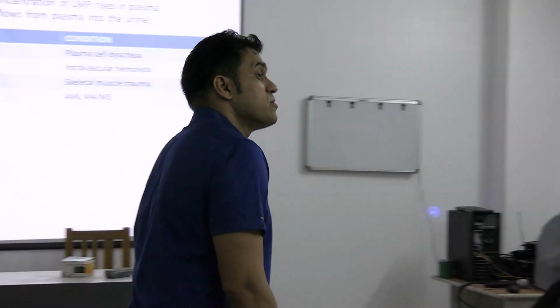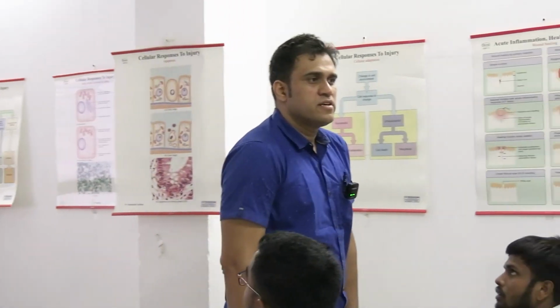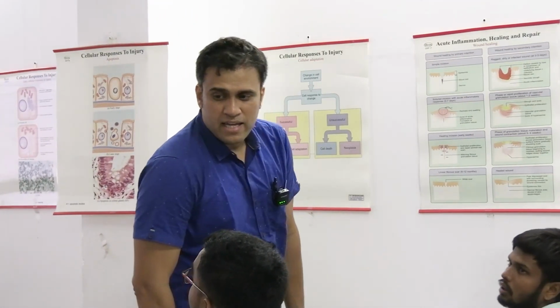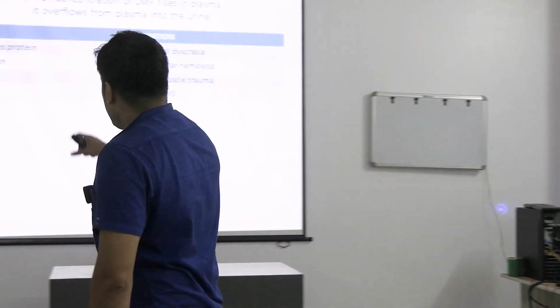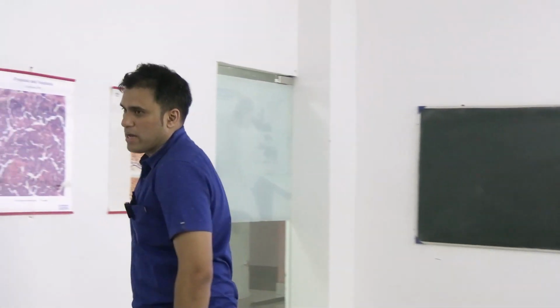Other than that there is hemoglobin. In which condition can hemoglobin be found in urine? In case of hematuria, that condition is hematuria, UTI, and intravascular hemolysis. Then you get myoglobin. Myoglobin in skeletal muscle trauma is the most common. Then lysozyme, in acute myeloid leukemia, M4, M5.